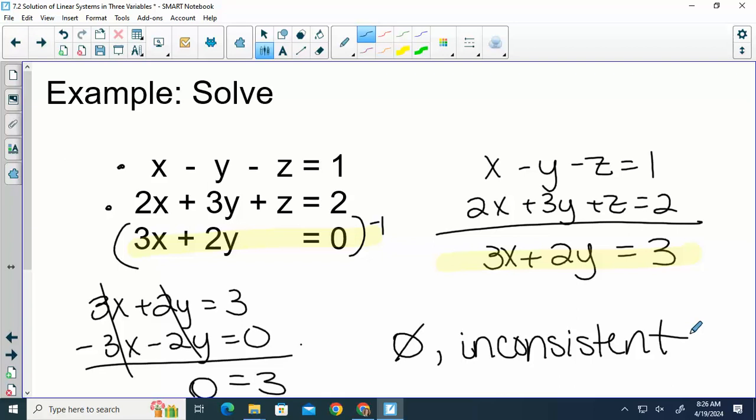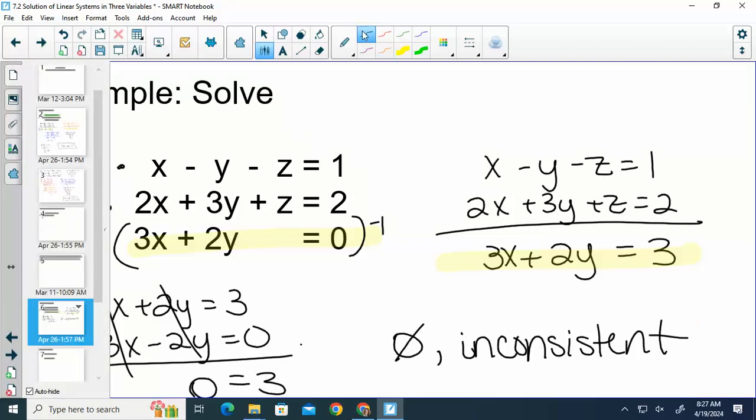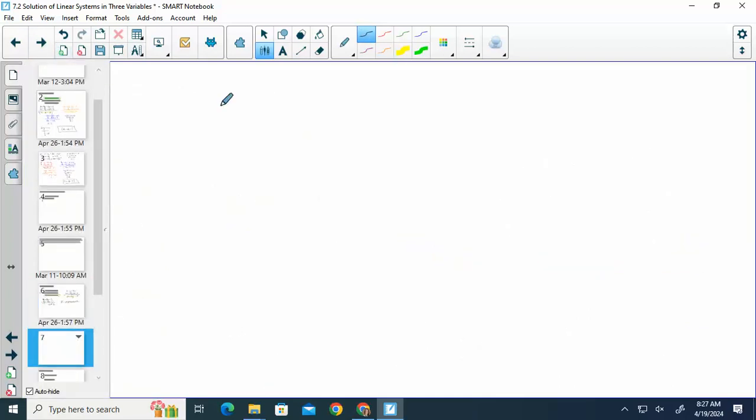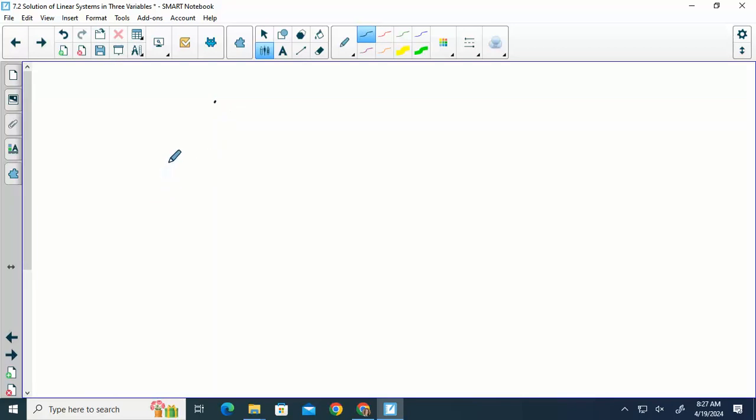So will it always be like that if you're missing a variable? No, that just worked out this way. Any questions there? Okay. I'll give you guys another one, since that one really didn't turn out to be all that long.